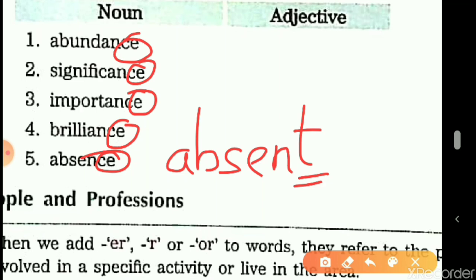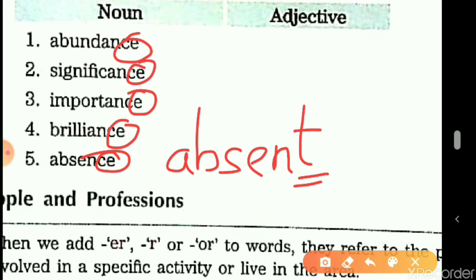Let's revise once again. Abundance. We need to remove the ce and add t in place of ce. So it will become abundant, adjective. Significance, remove the ce from significance and add t. It will become significant. The third word, importance, remove the ce from importance and add t. It will become important, which is again an adjective.